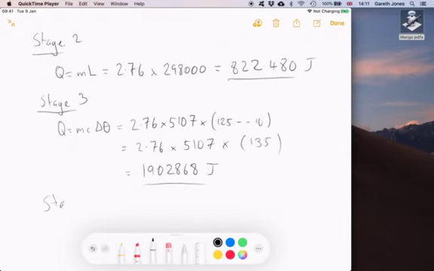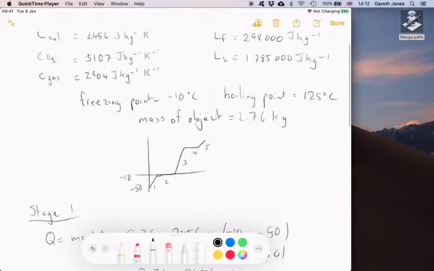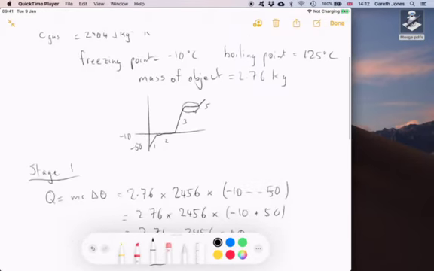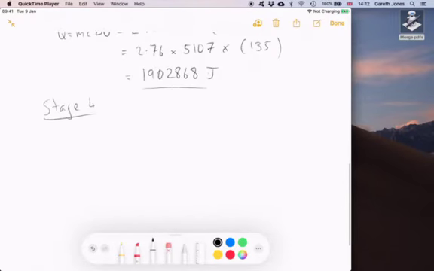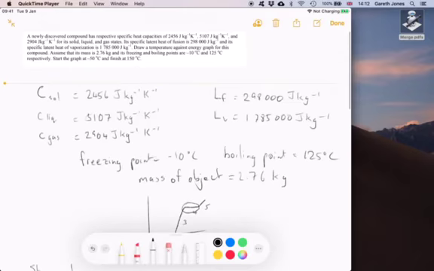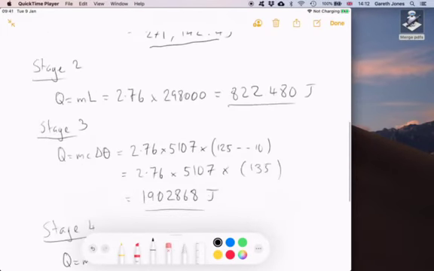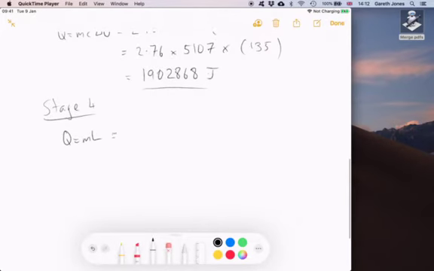Now, stage 4. Stage 4 is this period here where we vaporize the liquid. So let's use mL, but remember which L we have to use here. We have to use the latent heat of vaporization, 1,785,000, a very big number. Now you can see already that this is going to be a very big number.